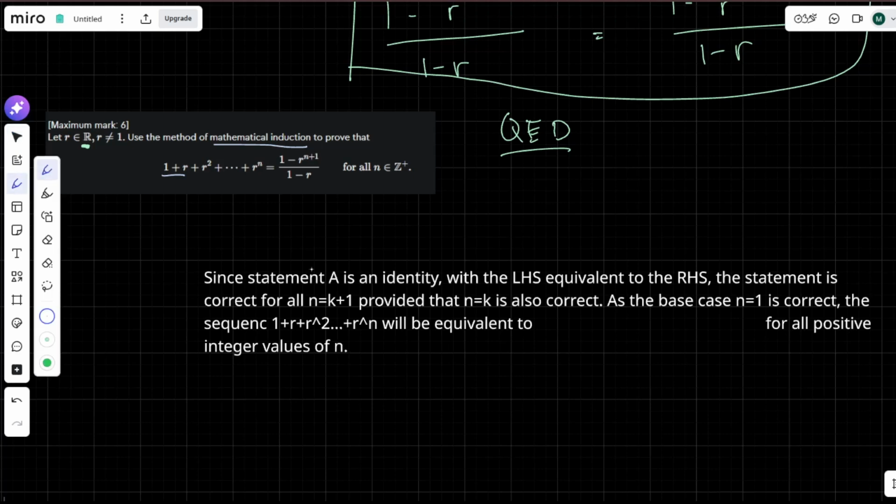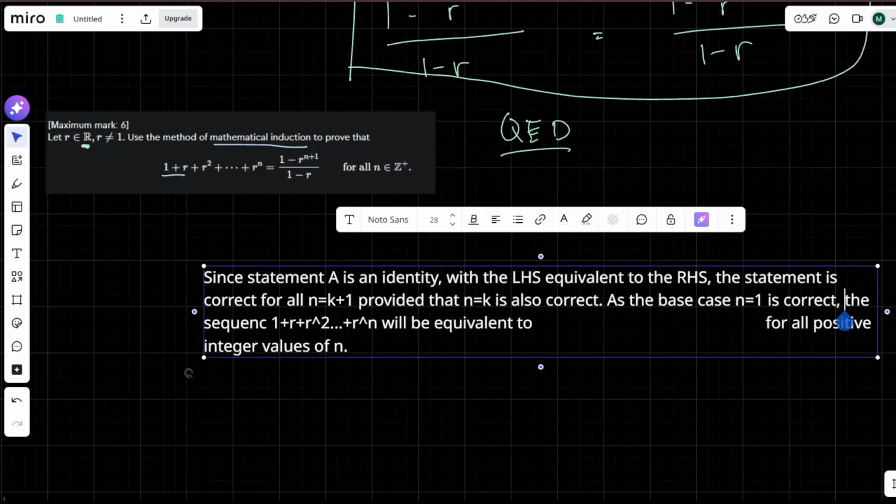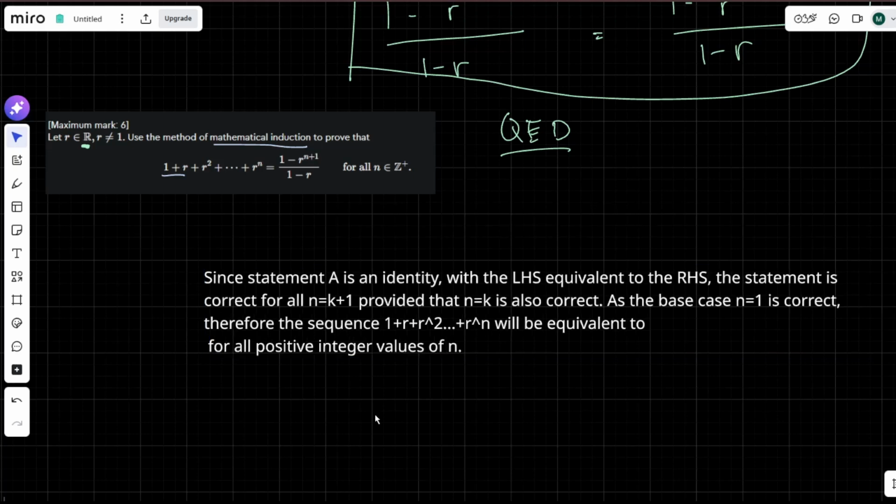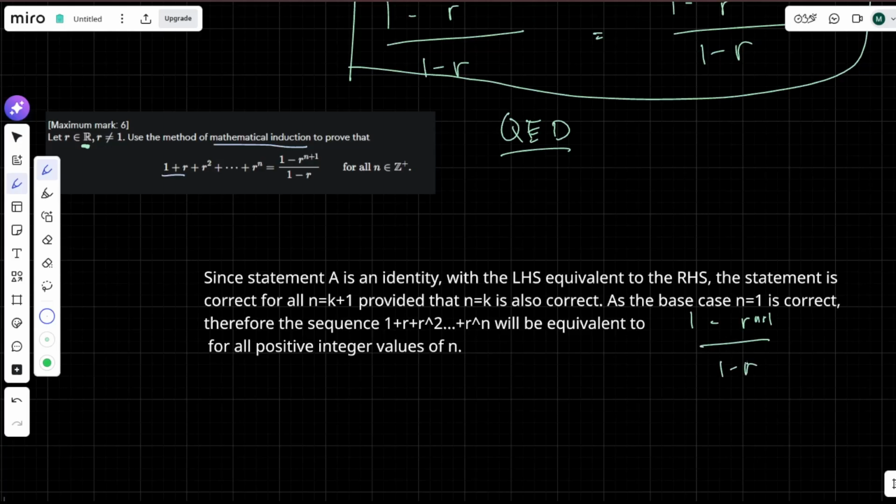Here, it's a fairly basic explanation. I'm just saying, since we were able to get this identity at the bottom, it's true by induction. You can also just write by induction. And then I'm stating what we are establishing to be true. So I'm saying as the base case is correct, therefore the sequence, people like when you include therefore, 1 plus r squared all the way up to r to the power of n will be equivalent to 1 minus r to the n plus 1 over 1 minus r for all positive integer values of n.